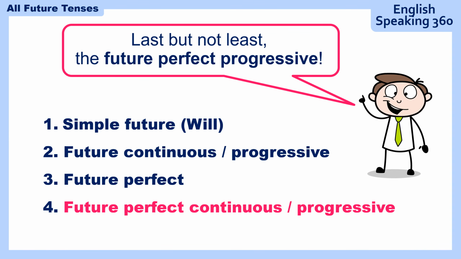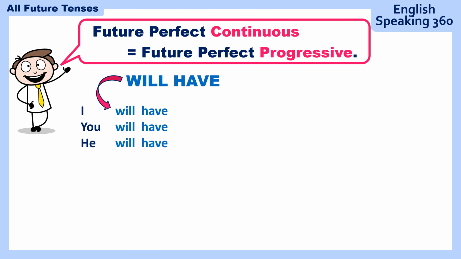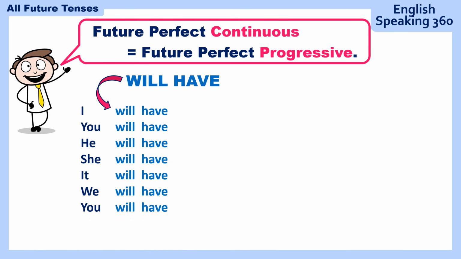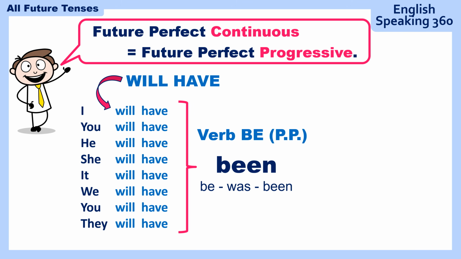Last but not least, the future perfect progressive. Let's go. So future perfect continuous or future perfect progressive are the same, okay? Here's how to form it. So you need will have once again, okay? Plus you need been. So that is the verb be at the past participle, the PP. Be, was, been. So you need the third one, okay?